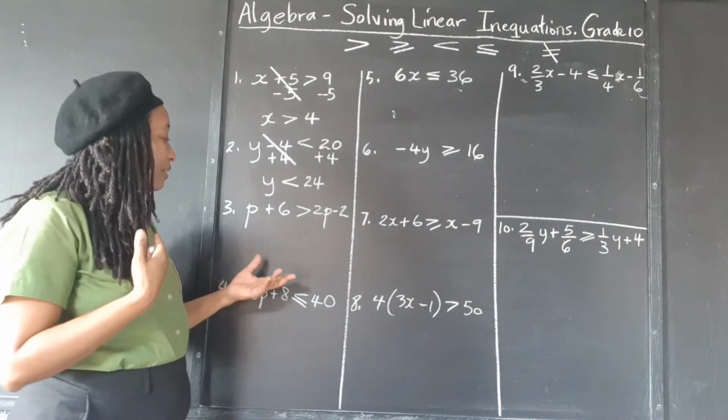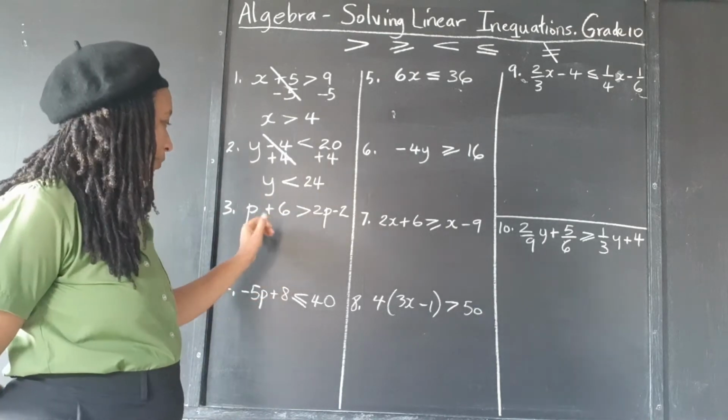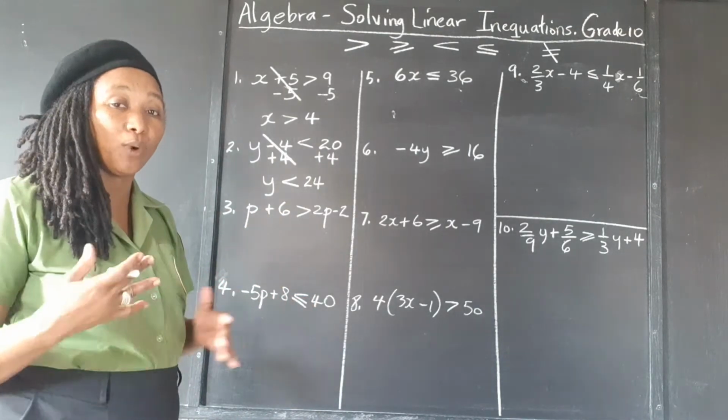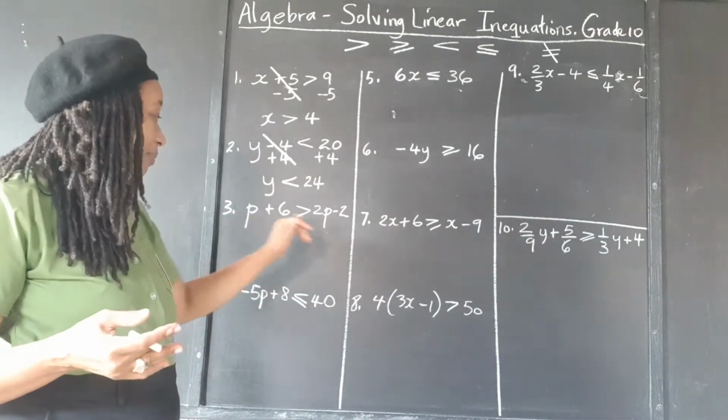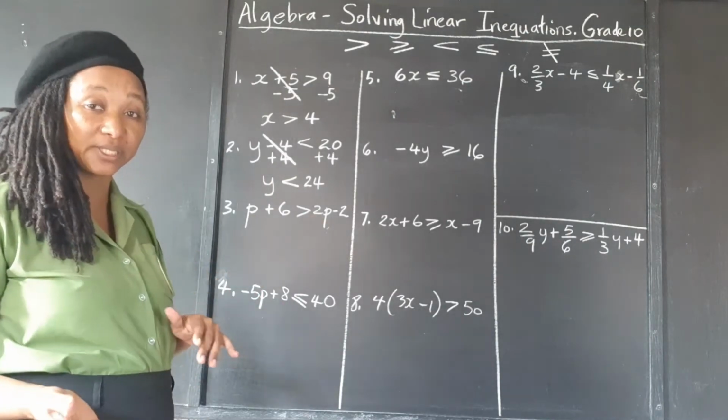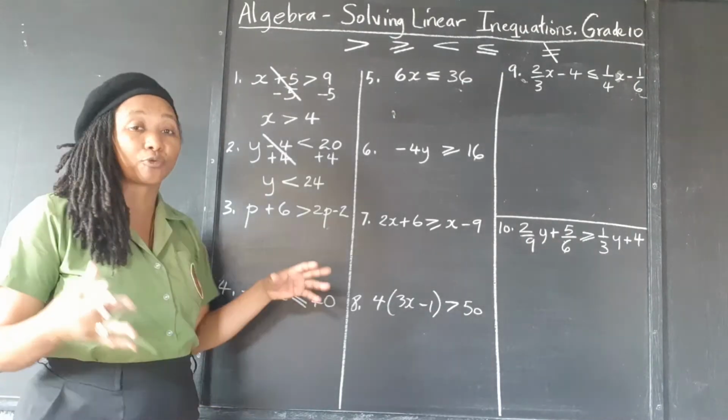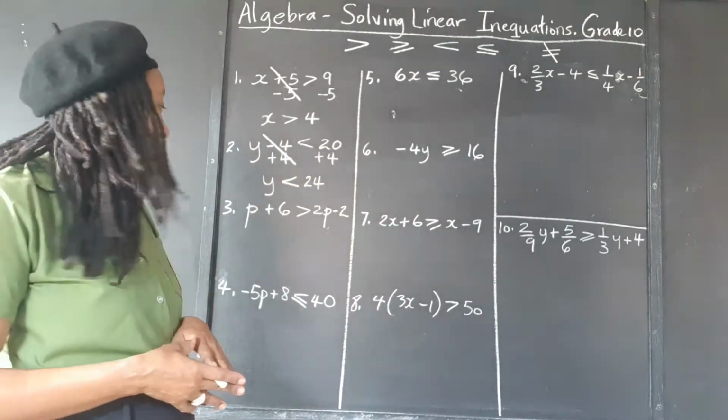Here we have the same variable, but we have more than one term having that variable, so we need to group the like terms.